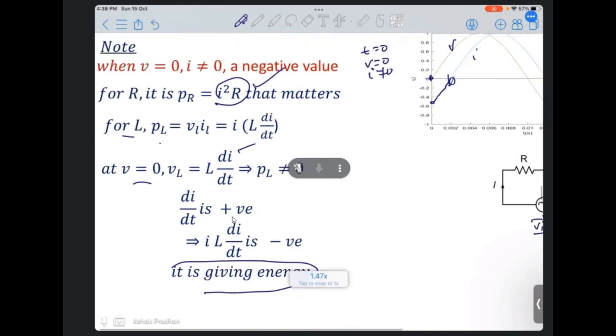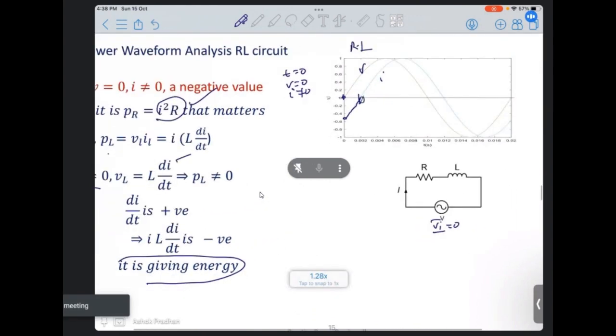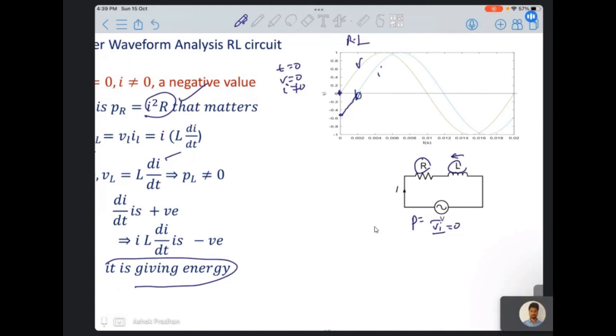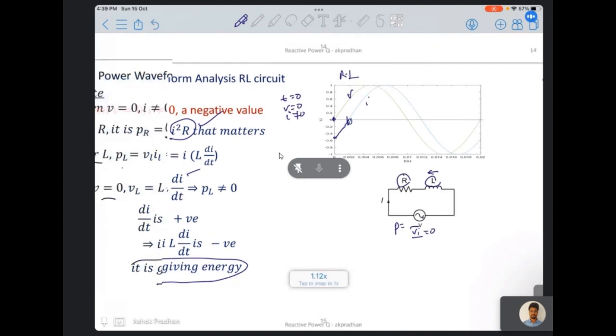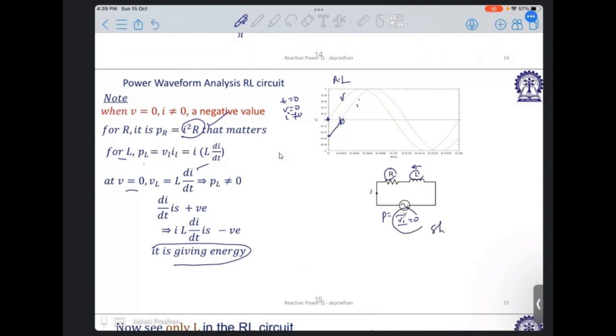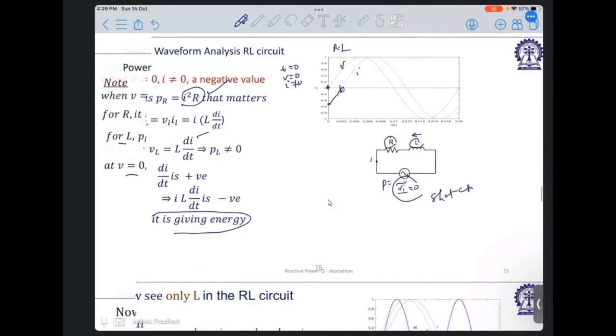So what is the reason? At this point, the total power here is 0, but the resistance consumes power and the inductance gives power. The power sent back by the inductor is consumed by the resistor, and this becomes 0. So at this time the source acts as a short circuit, because V is 0. If we short it, only the inductor is supplying the corresponding power or energy, and the resistor consumes everything, at V equals 0 only.